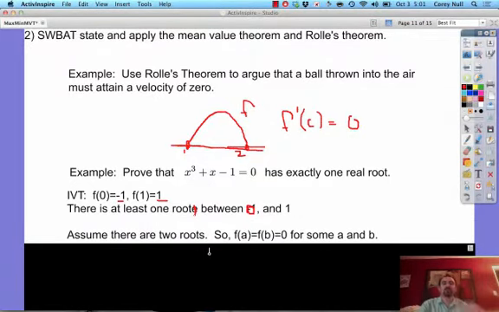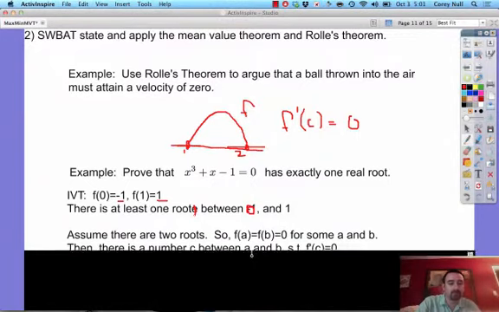So now what we do is we assume there are two roots, even though we want to show there's only one. So bear with me for a second. That means that f of a equals f of b, so f of a is 0, which means that a is a root, and f of b is 0, which means b is a root. First two numbers, a and b, which are different numbers. So they're the same value. The output is the same.